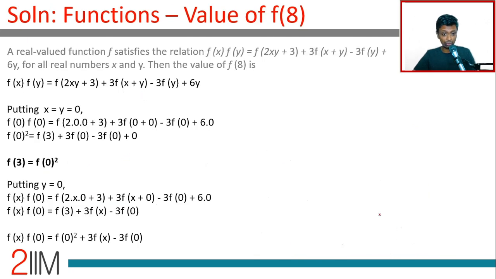I'm just going to recap this. First step, we got f of 3 equal to f of 0 the whole square when we put x equal to 0, y equal to 0.